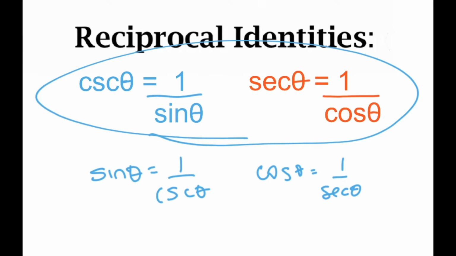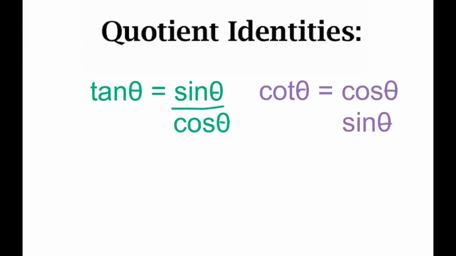as far as reciprocal identities. The next identities we want to review are quotient identities, and that's tangent is equal to sine over cosine, and cotangent is equal to cosine over sine. And so those are two that you need to be familiar with, especially the tangent one. We see that a lot, but if you know one of them, you should hopefully know the other one.